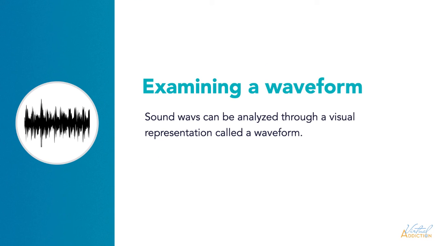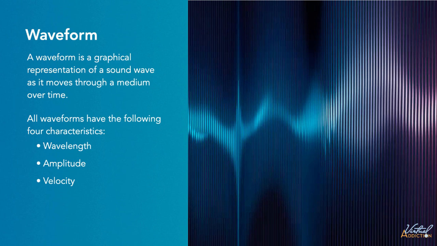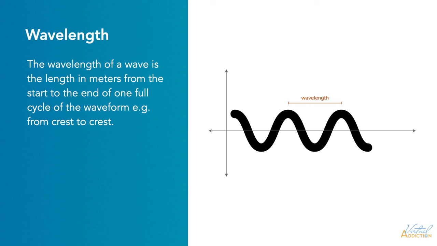Sound waves can be analyzed through a visual representation called a waveform. Anytime you edit sound or look at it on a timeline when editing in a digital application, you will likely be provided with a waveform that gives you the visual information about what is happening in the sound file. To understand what is happening in a waveform, let's look at wavelength, amplitude, and velocity. Wavelength is the distance between one crest and the next crest in a sound wave. It basically describes one full cycle of the waveform.